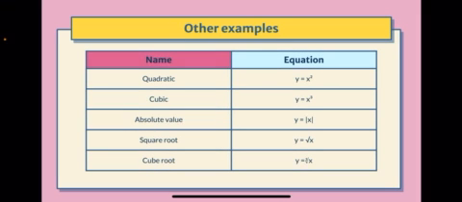A few other examples. We have the quadratic parent function, which is y equals x squared, the cubic parent function, which is y equals x cubed, the absolute value parent function, which is y equals the absolute value of x, the square root parent function, which is y equals the square root of x, and the cube root parent function, which is y equals the cube root of x.